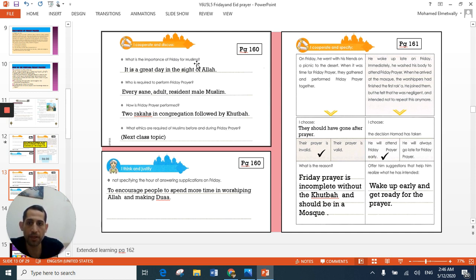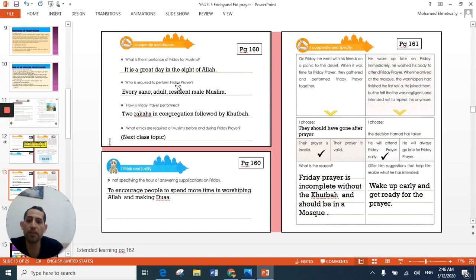The importance of Friday for Muslims is that it is the greatest day in the sight of Allah, as we know before. This is the day on which Adam was created. On it, Adam came down from Jannah. This is the day on which Adam died, and it has an hour of answered supplication, and this is the day on which the Day of Judgment will happen.